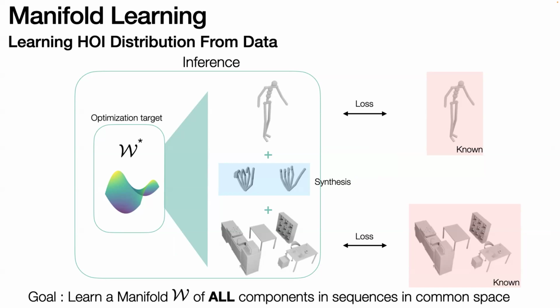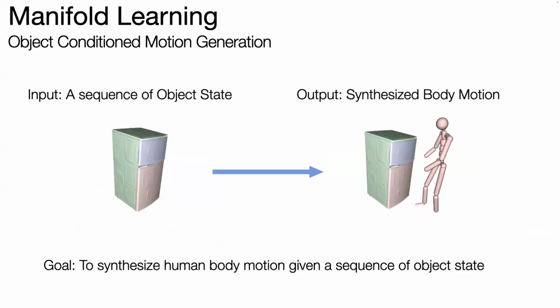One way to do that is just using this one as the loss function so that we can find the best manifold sample. And once you have the optimized manifold sample, we can just use the decoder to synthesize those missing parts as well. So let me just show you some examples here.